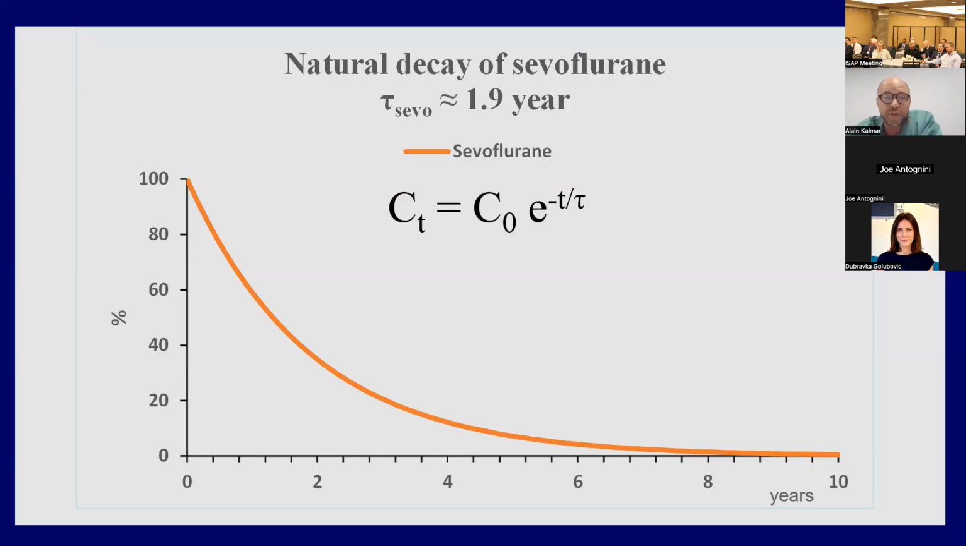This type of curve we all know, of course, from pharmacology. And actually, the pharmacology of sevoflurane in the atmosphere is quite simple. It's a 1-compartment model, and this is the concentration after a certain time. So if we add a certain amount of sevoflurane today, today it will have a concentration of 100%, and then tomorrow it will be a little bit less, and less and less. This is described in this formula that we all know from pharmacology. And you see that after about 8 to 10 years, everything is gone.